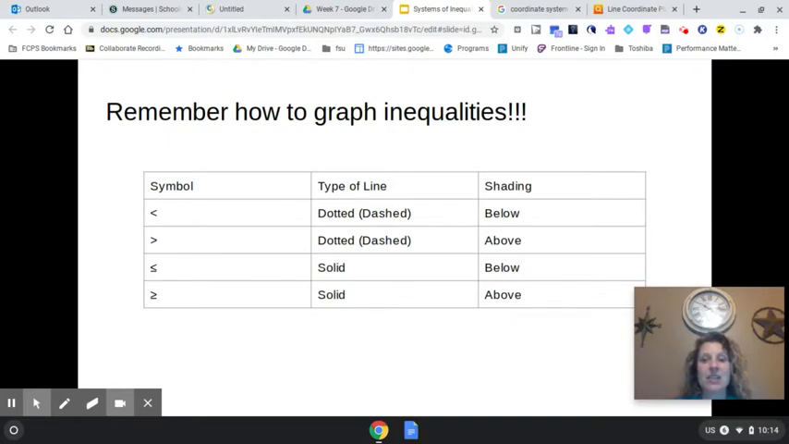If we have a dashed line, that means that we are either graphing a less than or greater than scenario. If we have a solid line, then we are graphing a less than or equal to or a greater than or equal to scenario. We also have to think about shading. If it's greater than or equal to, we're going to shade above the line, whereas if it's less than or equal to, we're going to shade below the line. Keep in mind that the equations need to be in slope-intercept form, so they need to be solved for y.